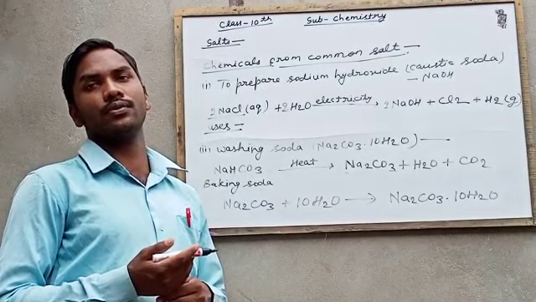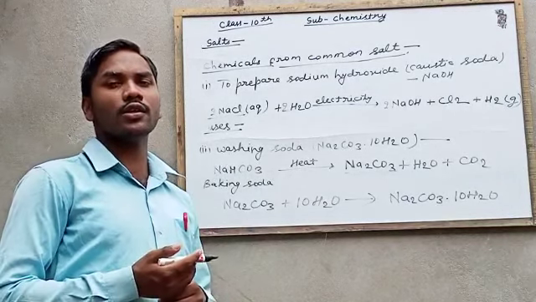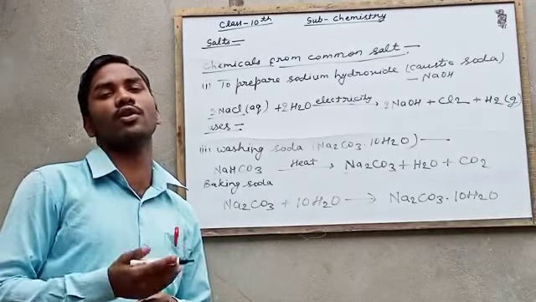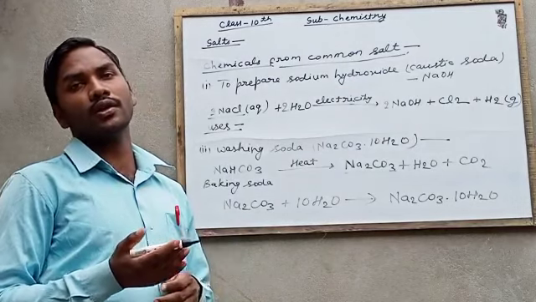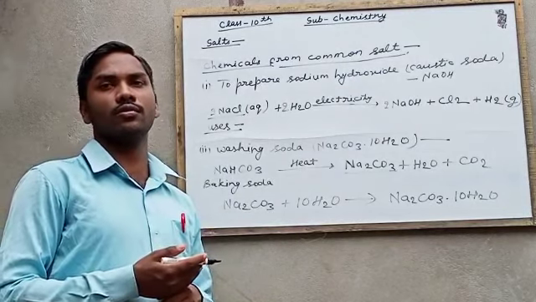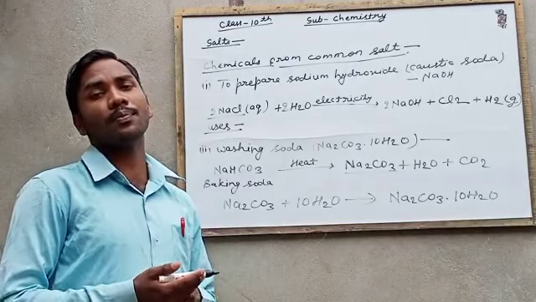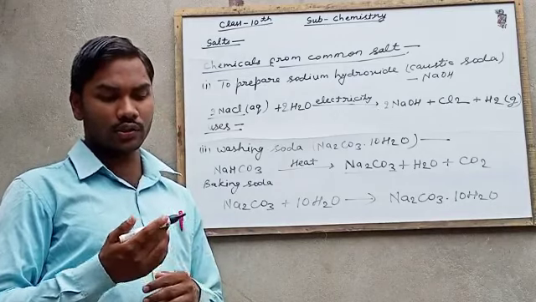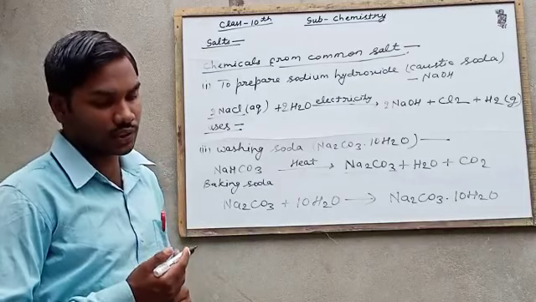Uses of washing soda. It is used in the removal of hardness of water. It is used in paper and glass industry. It is used in the preparation of many sodium compounds. It is a very useful laboratory reagents.